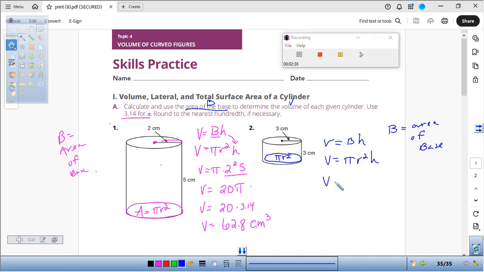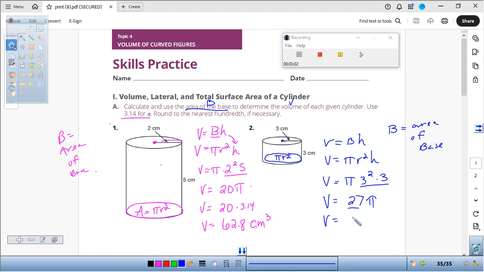Start plugging in the numbers. Pi is pi. Radius is going to be the distance from the center to the side, or to the circle itself. 3 squared times your height of 3. Now, we're going to write everything out, and this is 3 times 3, 3 squared, which is 9 times 3, 27. So all this is 27, and then we have pi. That's the most correct answer.